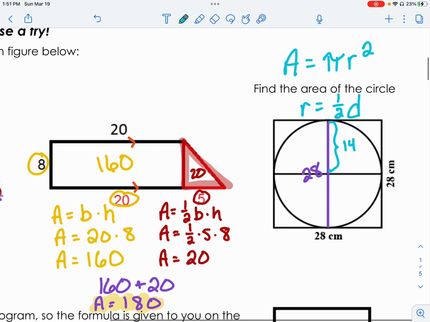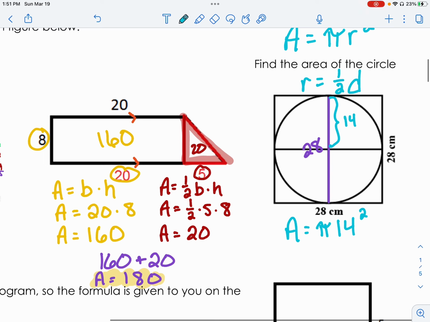And now I can go ahead and plug this into the area equation, which would be area equals pi times 14 squared. And I'm going to leave it in terms of pi. So 14 squared would be 196 pi. And that would give us the area of the circle.